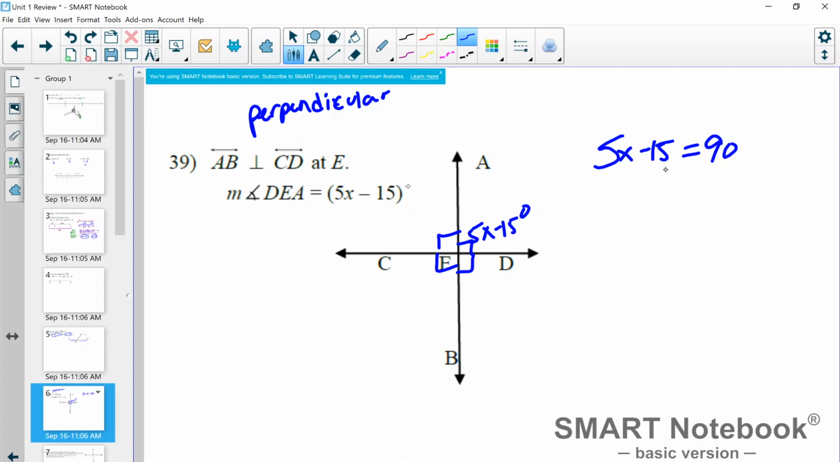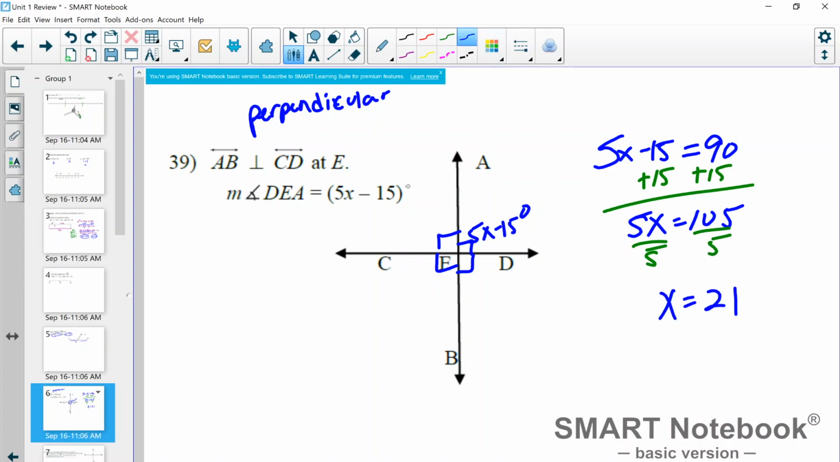I'll solve for x by adding 15 to both sides first. So we get 5x equals 105. Divide by 5. And we get x equaling 21. So we found the value of x in this particular case.